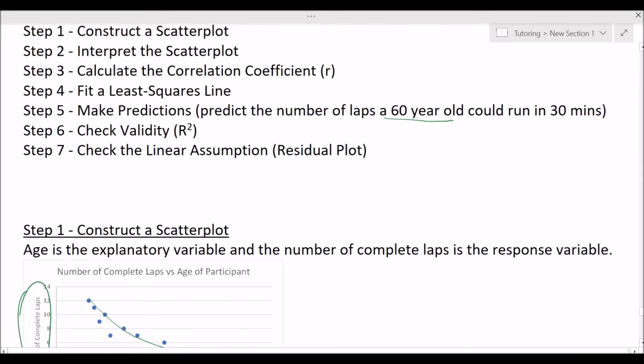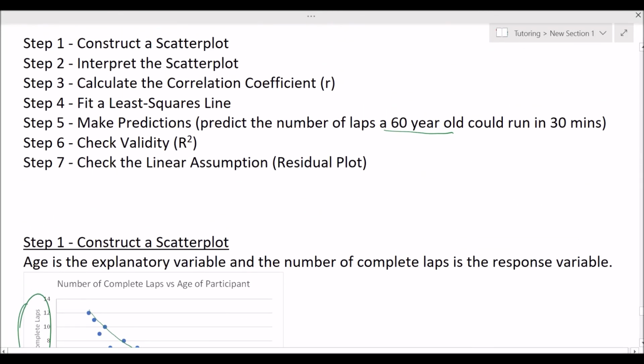Now we are up to step 6, check the validity. So I want you to calculate the R² value, and then I want you to draw a conclusion. Pause the video, do that now.